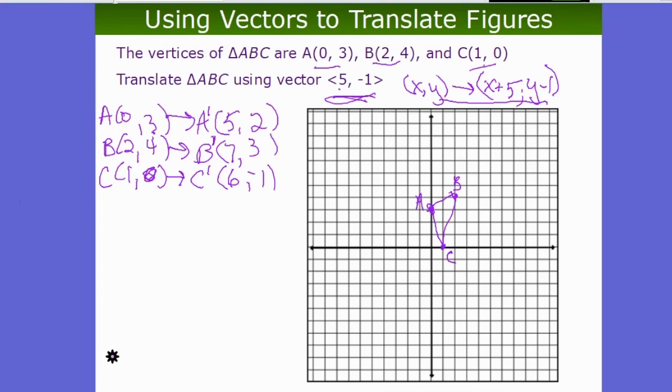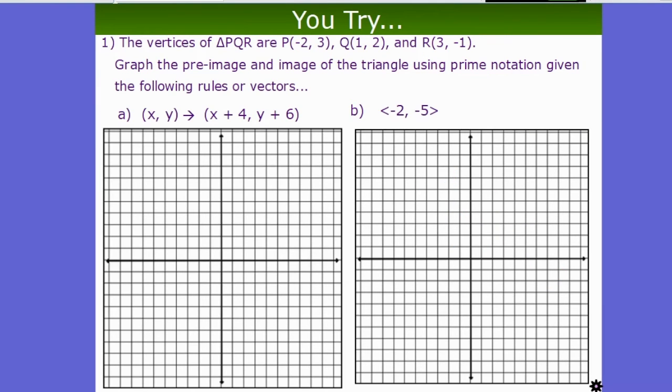And then if we graph our image points, A prime is at 5, 2. B prime is at 7, 3. And C prime is at 6, negative 1. Join those together, and there we have it. That's kind of all there is to talk about for now on translations.